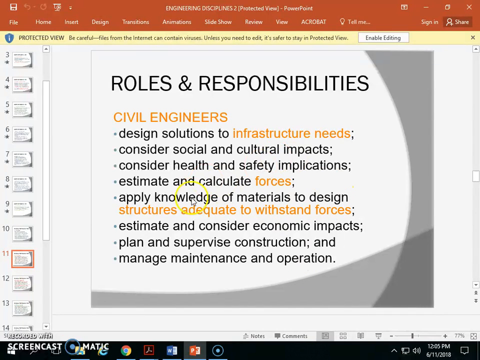So to withstand the forces that we have calculated, or the forces that are specified by these standards, in our case the Australian standards. Okay, we consider economic impacts.